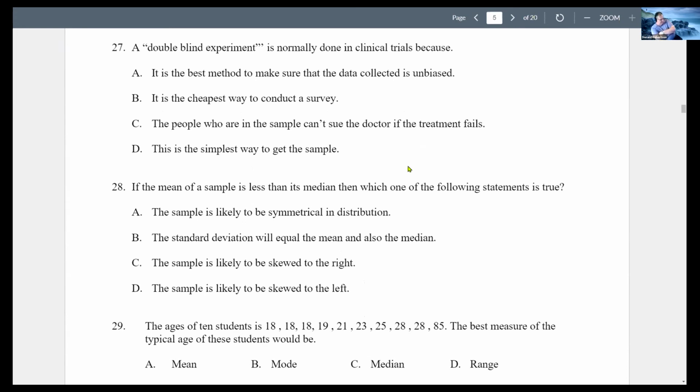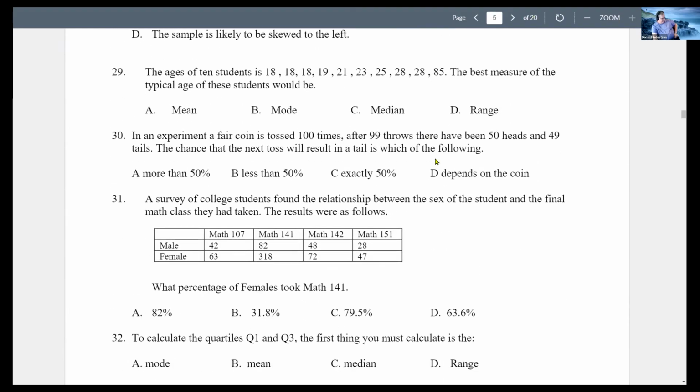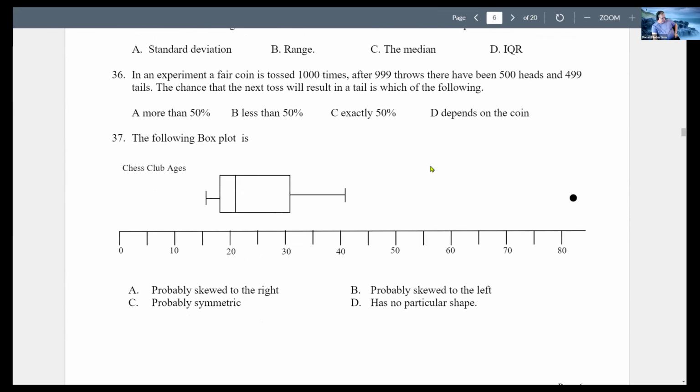Double-blind experiment. You heard of double-blind? Let's remind you. That's when the people don't know what treatment they're getting and the doctor doesn't know who's getting it either. And the reason we do it, it's the best method to make sure you get good data. And it keeps on going.